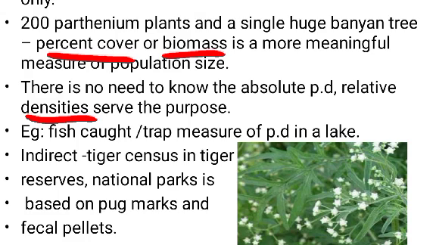So these are the different methods of calculating the population size or the population density. What are they? One is by counting the number, second is percent cover or biomass, third is relative density, and fourth is indirect estimation of population density.